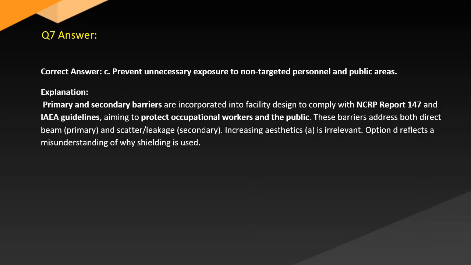Answer. Correct answer, C. Prevent unnecessary exposure to non-targeted personnel and public areas. Explanation: primary and secondary barriers are incorporated into facility design to comply with NCRP Report 147 and AIA guidelines, aiming to protect occupational workers and the public. These barriers address both direct beam, primary, and scatter leakage, secondary. Increasing aesthetics, A, is irrelevant. Option D reflects a misunderstanding of why shielding is used.